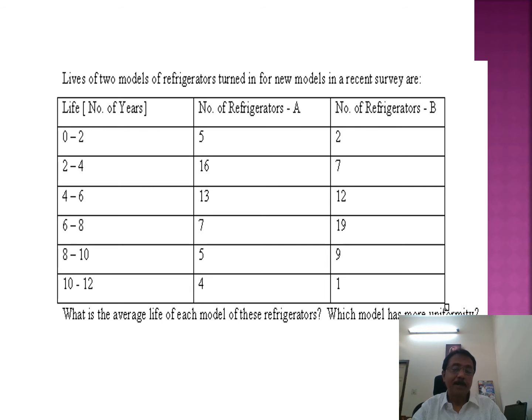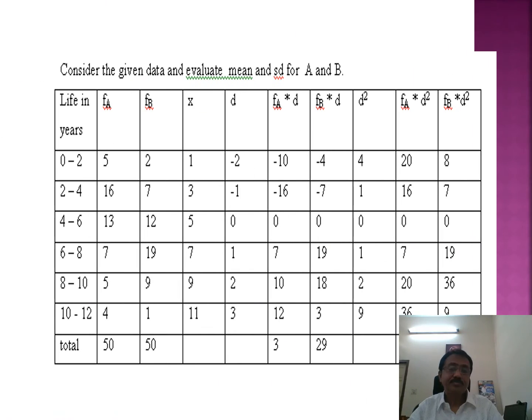So with this information, we are requested to evaluate what is the average life of each model of these refrigerators. Which model has more uniformity? Okay, with this information, in the working process, we have to initially find the coefficient of variation for A and the coefficient of variation for B.